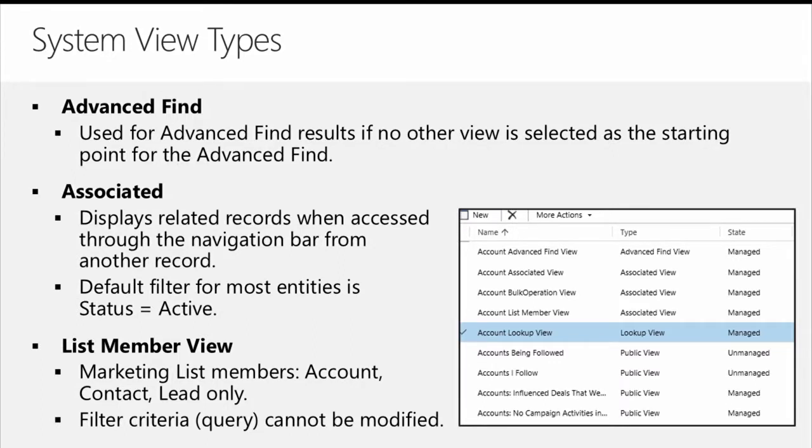There's the associated view. The associated view is when you want to look at this information as a related record when accessed through the navigation bar from another option. So for example, if I'm on the account record and I want to look at all the contacts associated with that account, I'm going to use the associated view. That's the view that, when you're looking at an entity within the context of another entity, is going to be shown from that standpoint. There's also what's called a list member view. This is really only for marketing list members for accounts, contacts, and leads, because those are the only options that really support marketing list capabilities.